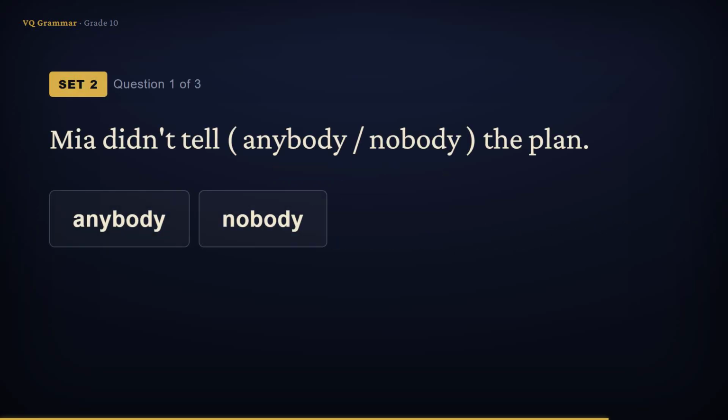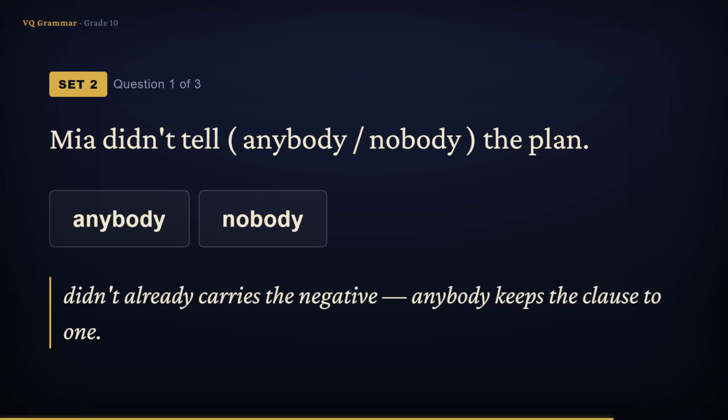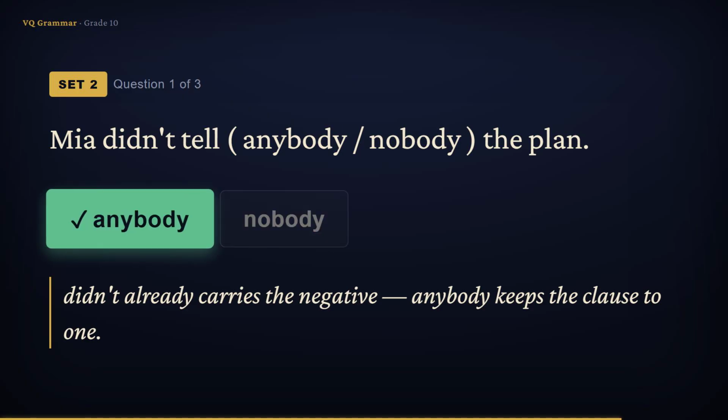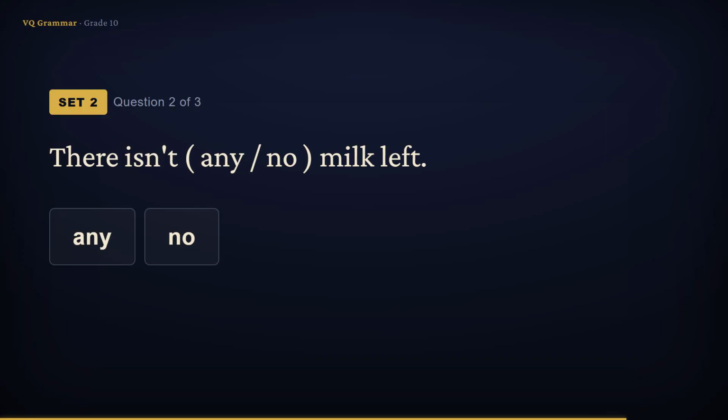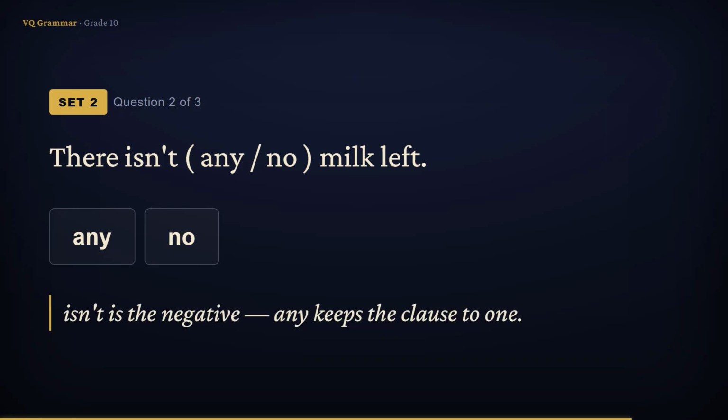Mia didn't tell anybody or nobody the plan. The word didn't already carries our one negative, so a second negative would double it up. The answer is anybody. There isn't any or no milk left. Isn't has already given us the negative, so the next word has to be a positive one.